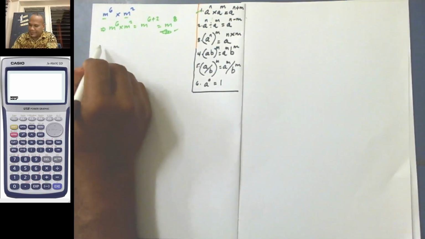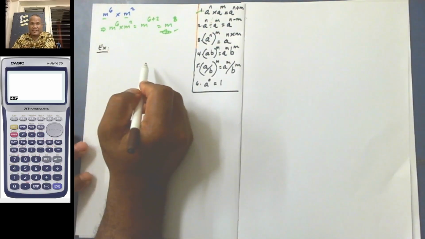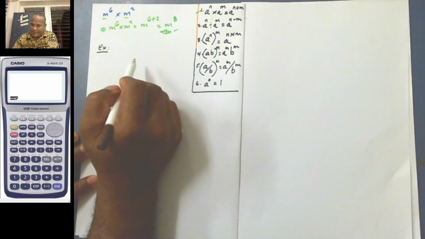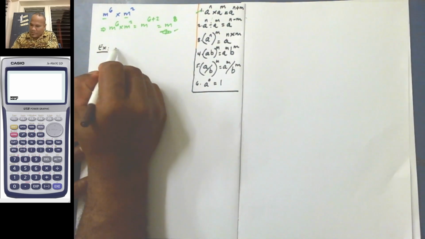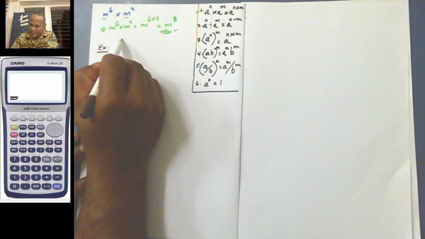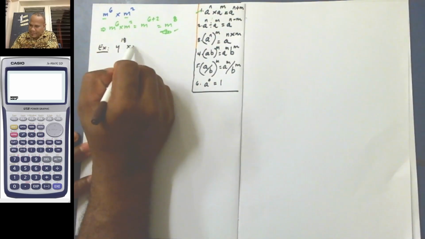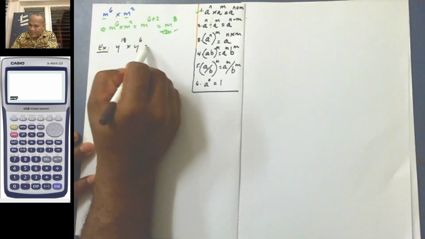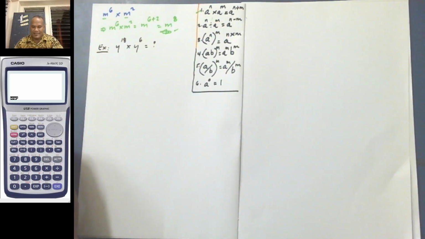I want you to use the same concept to answer this question. Do this as an exercise. You can pause the video and answer this question. What is the expression of, let's say, y to the power of 18 times y to the power of 6? What is that equal to? You can pause the video. I give you 2 minutes to answer that, and your 2 minutes starts now.